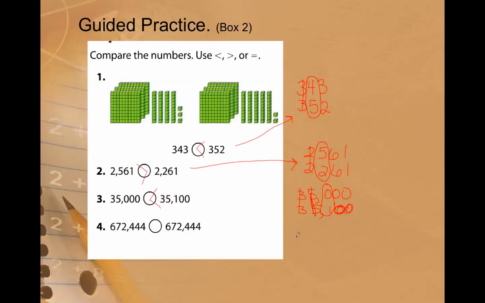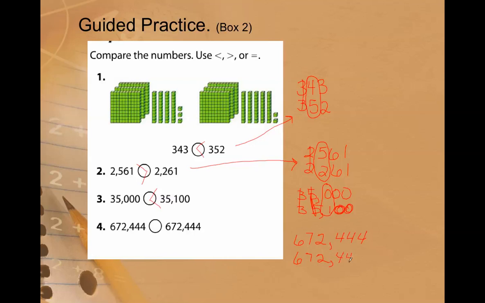All right, let's do one last one together. And as you can see, now we are working into the 100,000ths place. And the strategy works the same starting on the left, regardless of the number of digits you have. You're always going to start on the left, moving to the right.